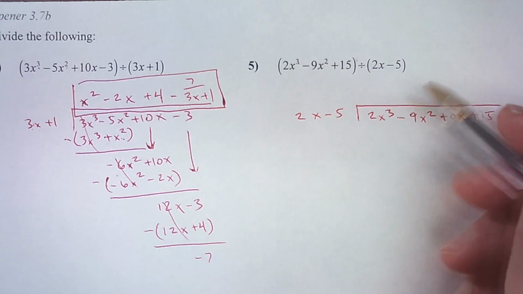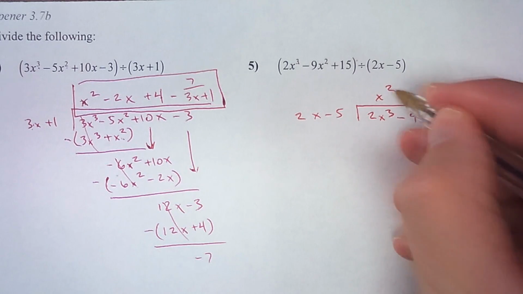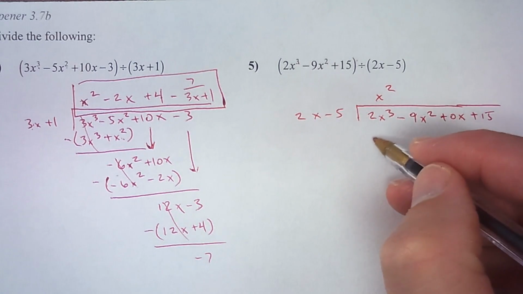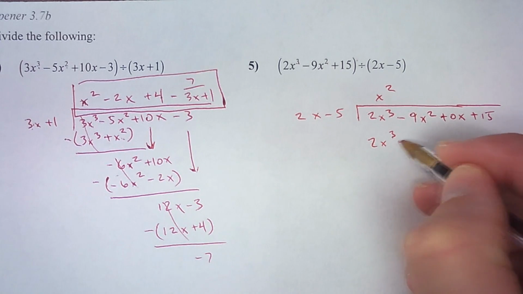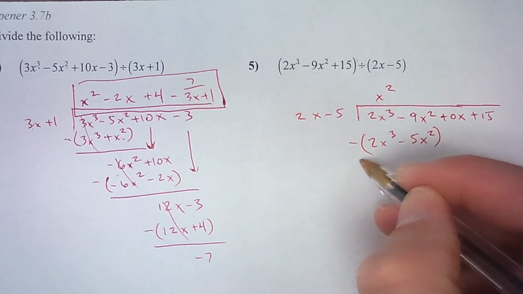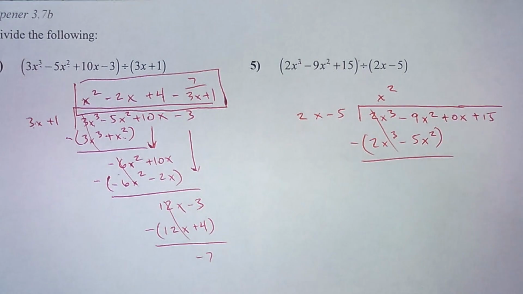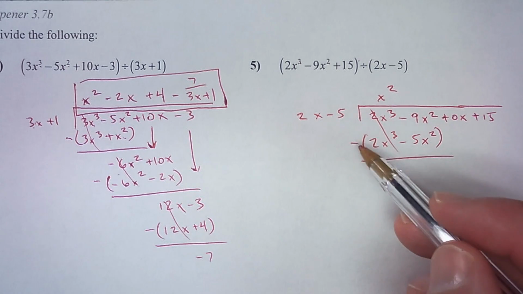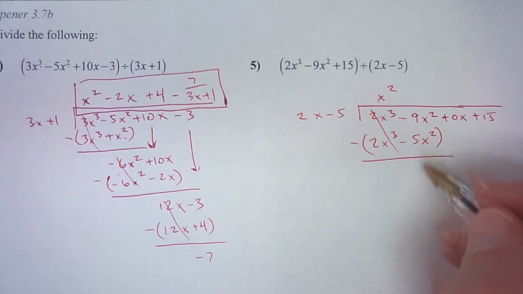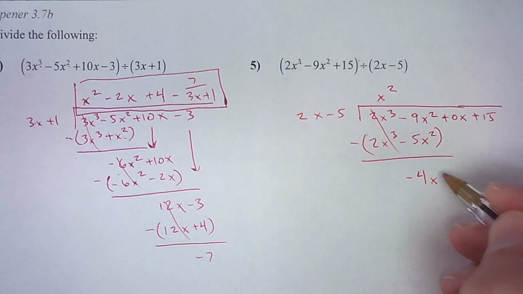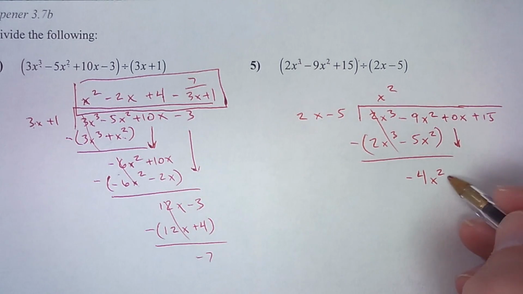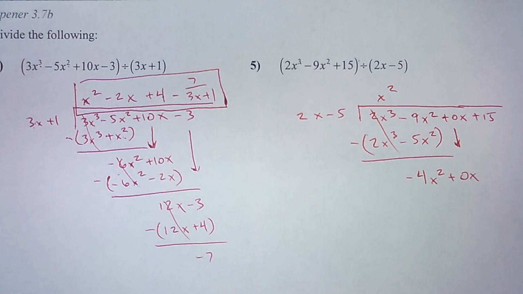2x cubed divided by 2x is x squared. So that's divide. Distribute. X squared times 2x minus 5: 2x cubed minus 5x squared. And subtract. 2x cubed minus 2x cubed cancels. Negative 9x squared minus negative 5x squared, so that's plus 5x squared. Negative 9 plus 5 is negative 4, so we have negative 4x squared. And we will bring down plus 0x.